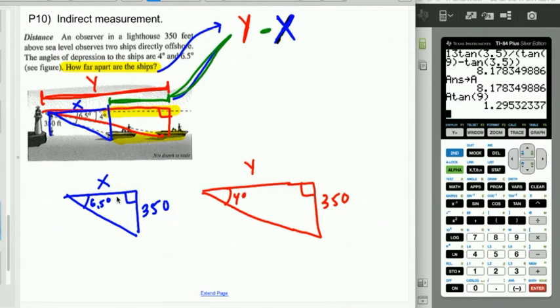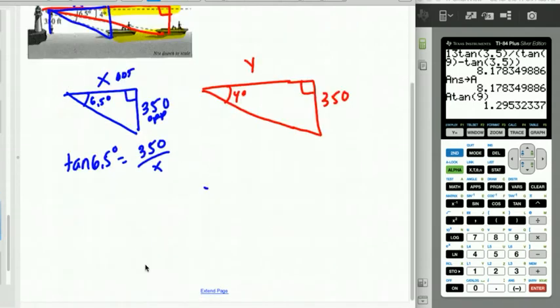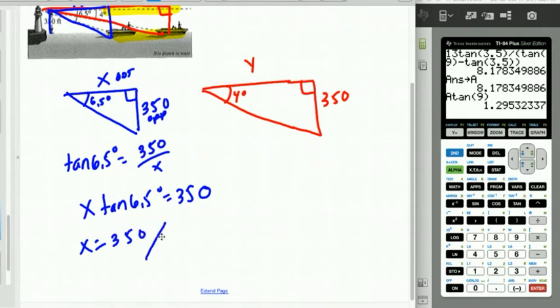We make that list again, and I notice that relative to the 6.5, this is the adjacent side, and this is the opposite side. So I'm using TOA again, right? Tangent of 6.5 degrees equals the opposite over the adjacent. So I'm going to argue that x times tangent of 6.5 degrees equals 350. So my x is 350 divided by tangent of 6.5.